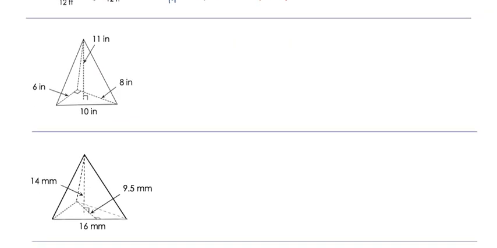Here, we have a different base. If you notice, here's my base down here. And if you look closely, what type of base is that? Yep, that's a triangle, right? So, okay, so I have a triangular base, and I look again, and I notice that it comes to a point, or has a vertex up here, so this is a pyramid.